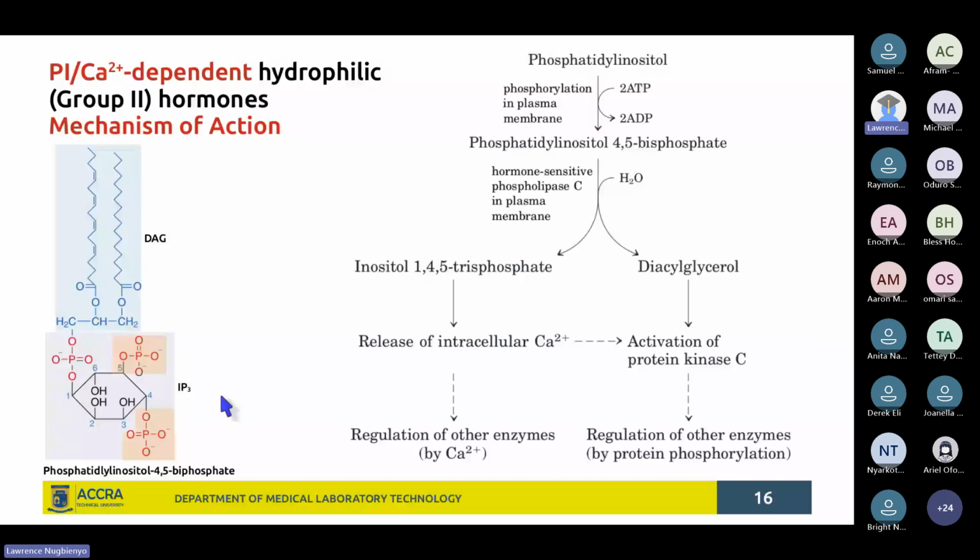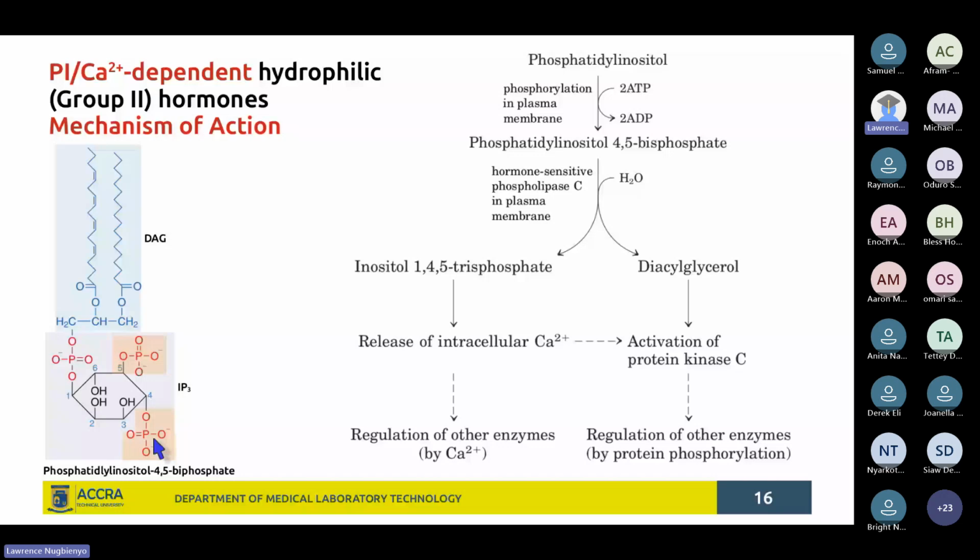Now we see the structure on the left-hand side. That is phosphatidylinositol 4,5-bisphosphate. Intentionally, I have shaded specific portions so that you can easily relate with the structure. Now, when we say phosphatidylinositol, that is without two phosphate groups.